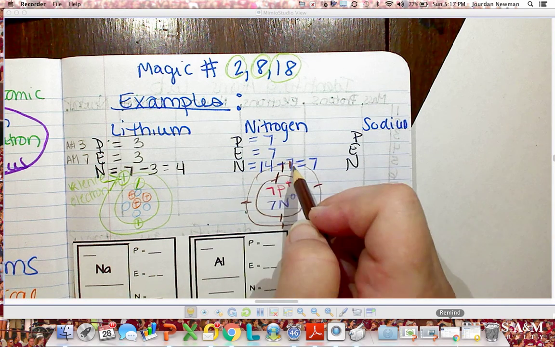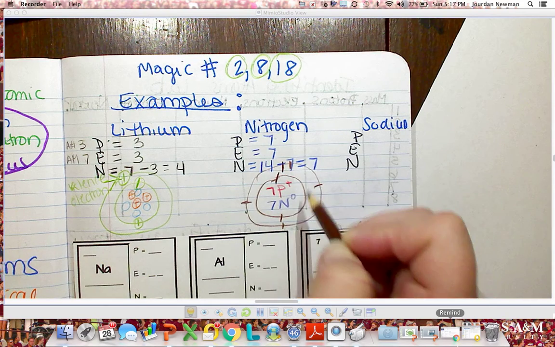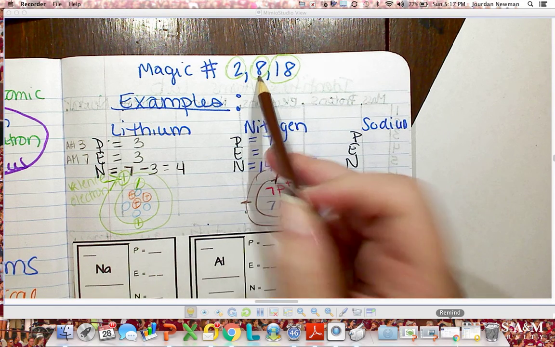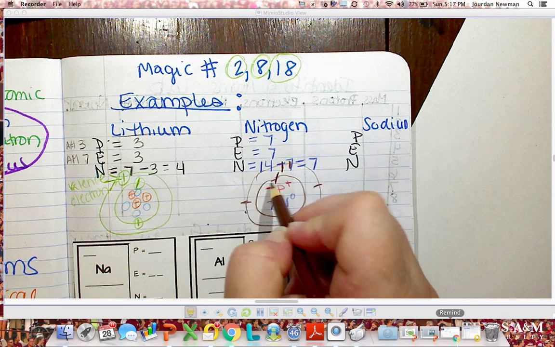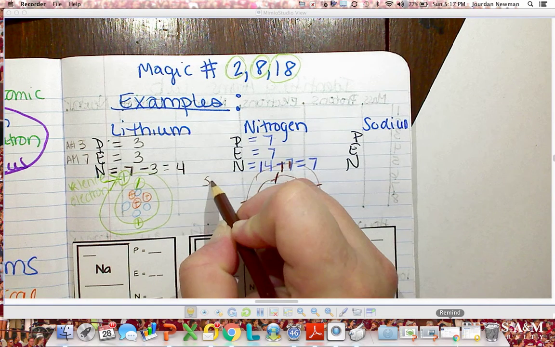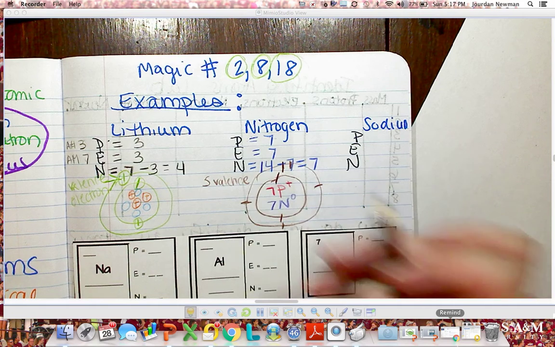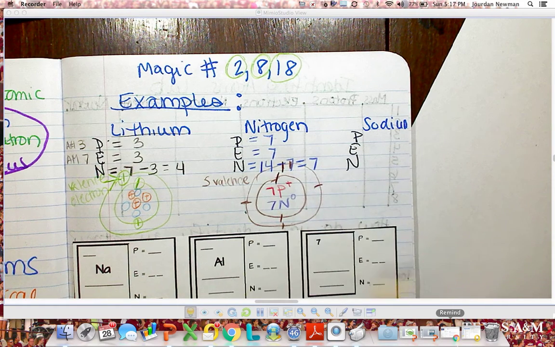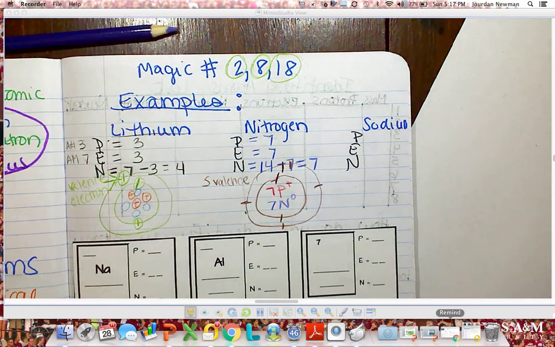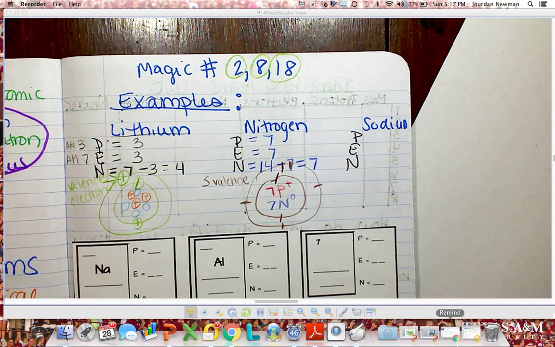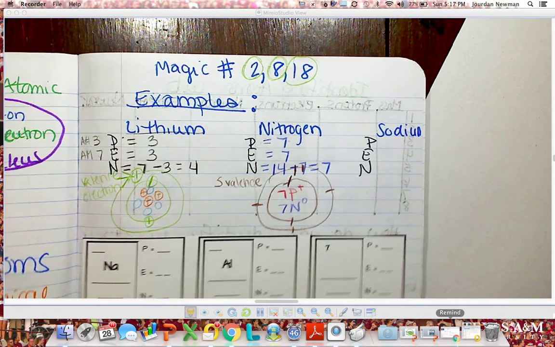I know it's kind of hard to see, but I'm running out of space here. Okay. So again, now my outermost shell is still not full because I can fit 8 and I only have 5. So that means that for nitrogen, I have 5 valence electrons. Okay, and again, that's going to be very important here in a couple of days. All right, let's try sodium.